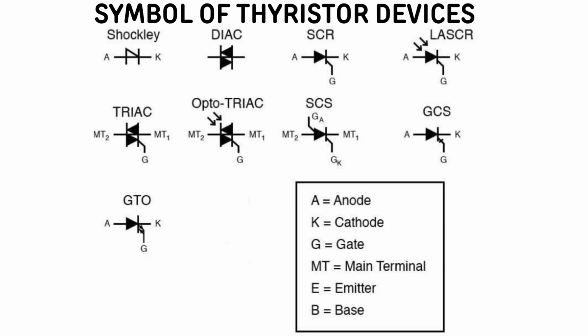These are the different types of thyristor devices. The most commonly used one is the SCR, which consists of terminals like anode, cathode, and gate. Cathode is represented with K, anode is represented with A, and gate is represented with G.